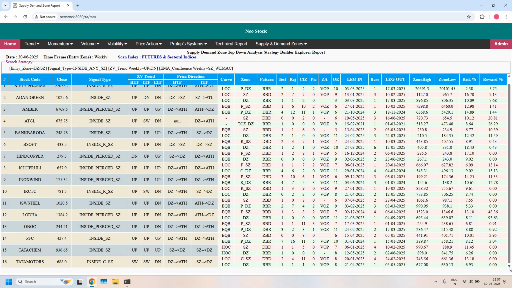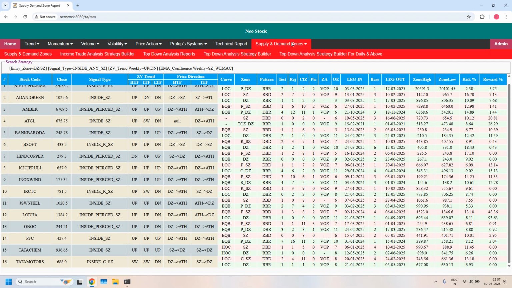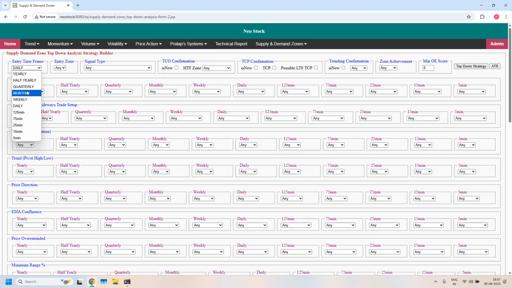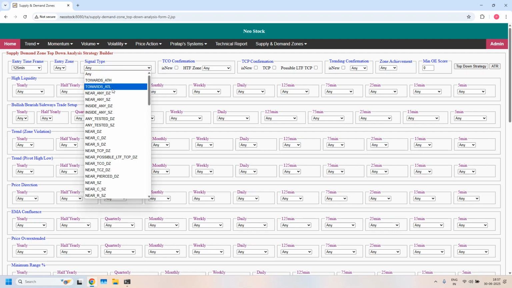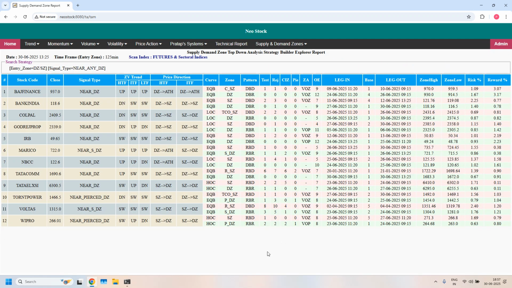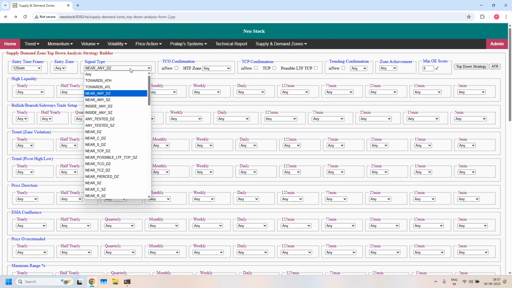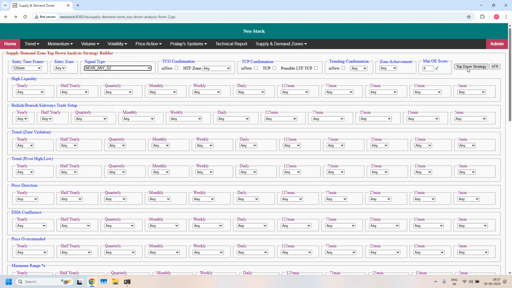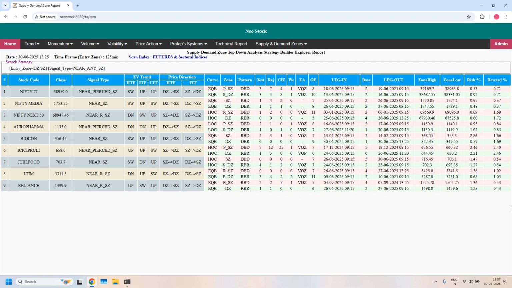Next time frame is daily, already generated in the beginning of the report. So I'm moving on to the next time frame, 125 minutes. For 125 minutes, stocks near to the 125 minutes demand zone. We got 12 stocks. Next, stocks near to the 125 minute supply zone. We got 9 stocks.